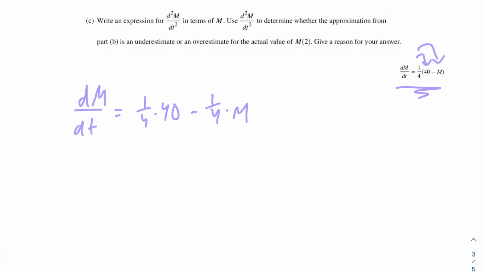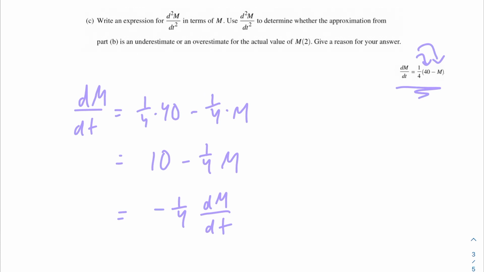So we're going to get that this is 10 minus 1/4 m. So when we take the derivative of this, the 10 is just going to go away. It's just a constant, the derivative of a constant. It doesn't matter. We don't care about that anymore. So then we end up with minus 1/4 dm over dt. Remember, we're taking the derivative of this with respect to dt. So this m is not just going to go away. We're going to have dm over dt when we take the derivative of m.